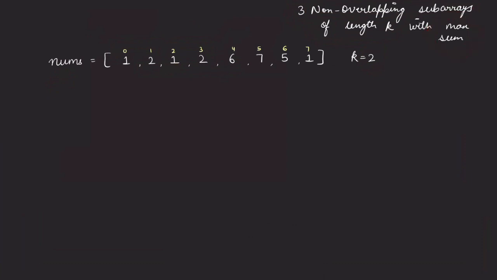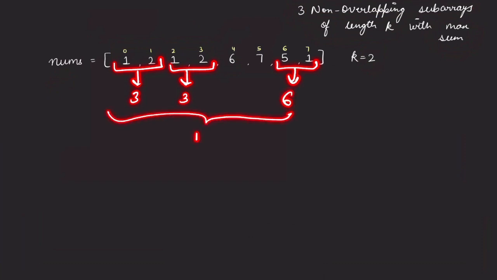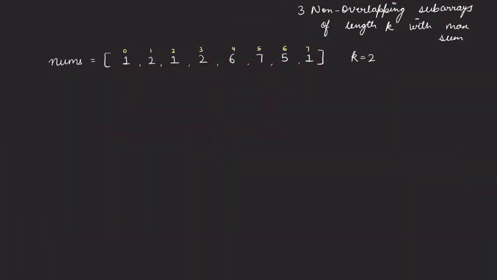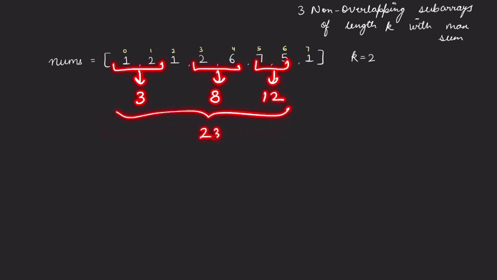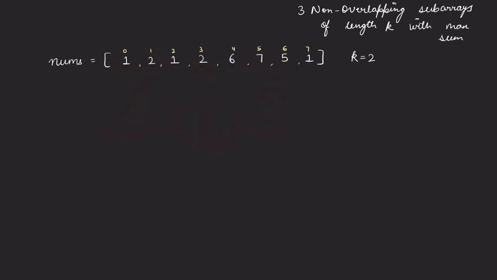So let's suppose I take this subarray, this one, and this one. What will be their sum? This will be 3, this will be 3, and this will be 6. So the total will be 12. But if I take this subarray with sum 3, this subarray with sum 8, and this one with sum 12, then the total sum will be 23, which is larger than the previous one. So these three subarrays are our answer, because they have the maximum sum.